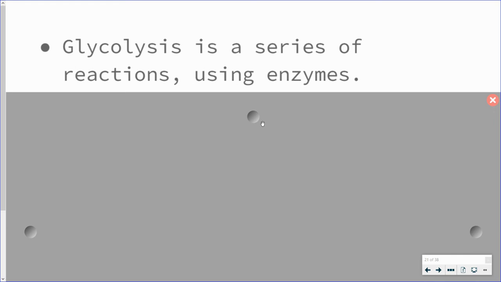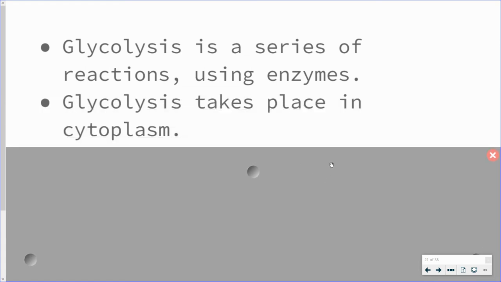Glycolysis is a series of reactions. They are catalyzed enzyme reactions. If you think back to when we were talking about proteins, enzymes are a type of protein that are used as catalysts. They help speed up chemical reactions by lowering the activation energy. So these are some of those catalyzed reactions that we were talking about when we learned about enzymes.